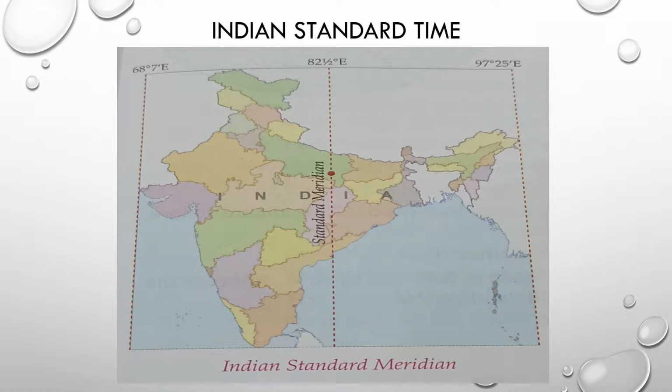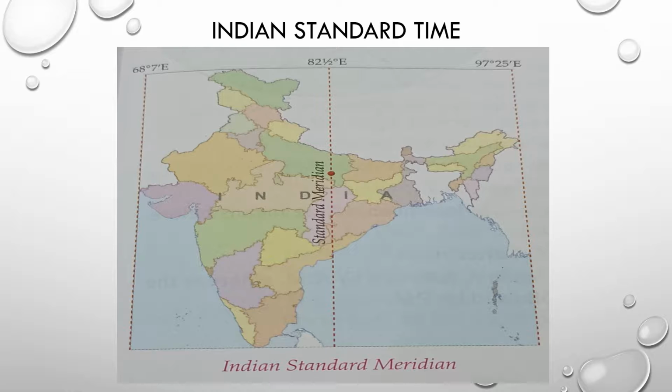Now the longitude of 82.5 degree east, or 82 degree 30 minutes east, which is just west of Mirzapur, near Allahabad, is taken as the standard meridian, and the local time is on the basis of 82.5 degree east. This is the Indian standard meridian, according to which we calculate the time for the whole of India.